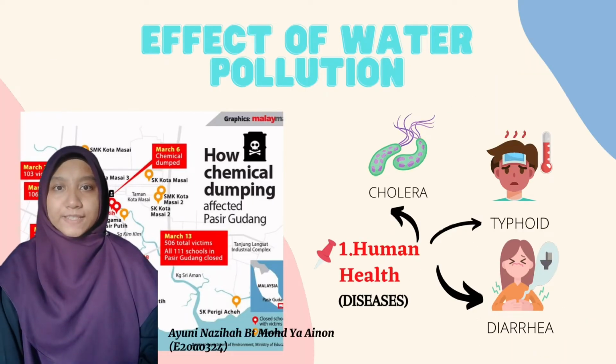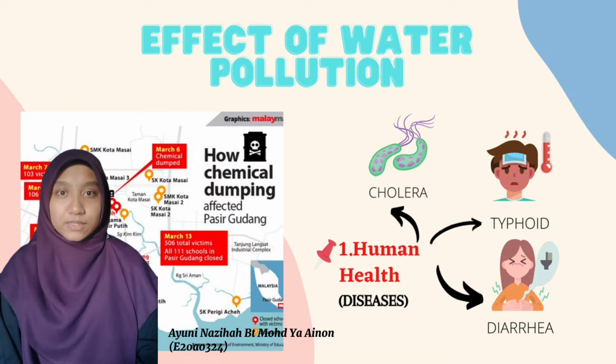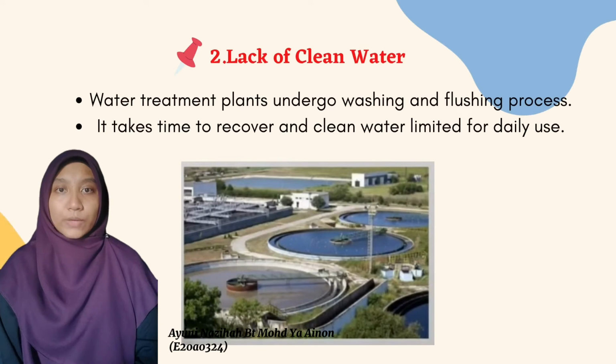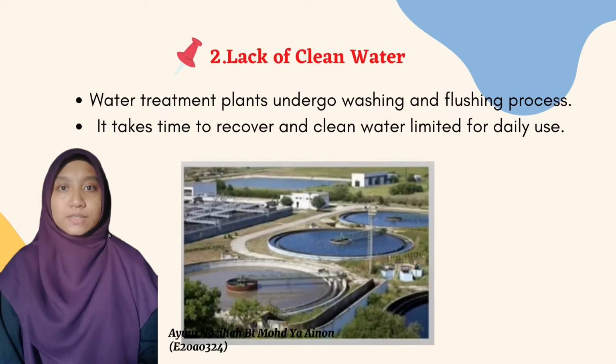Next, what are the effects of water pollution? First, it will affect human health. People will get diseases such as diarrhea, cholera, and typhoid when drinking contaminated water. People will also suffer from vomiting, headache, and breathing difficulties due to the inhalation of toxic gases. Second, lack of clean water. When water is polluted, water treatment plants will undergo a washing and flushing process, and it takes time to recover. So, clean water is limited for daily use.